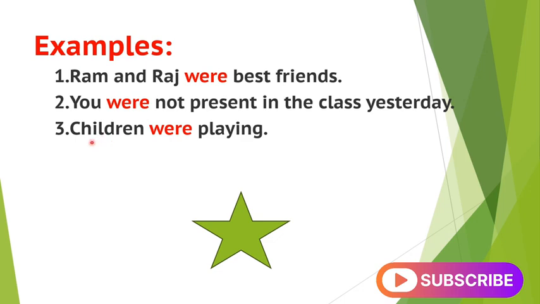Next sentence is children were playing. Children is a plural noun. Yes, one child, many children. So with many children, because here plural noun is used, what are we going to use? Was or were? Were. So we will be saying were. Children were playing, not children was playing, because here our subject is plural. So with plural subject we use were.